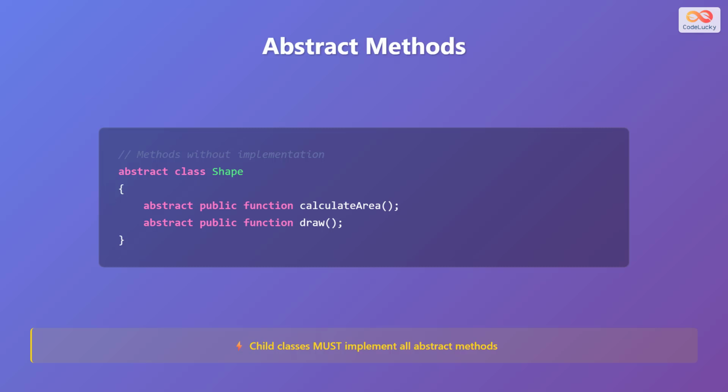Abstract classes can contain abstract methods, which are methods declared without an implementation. In this example, we have an abstract class called Shape with two abstract methods, calculateArea and draw. Notice the keyword abstract before the public function declaration. A crucial point to remember is that child classes inheriting from an abstract class must implement all the abstract methods defined in the parent class.